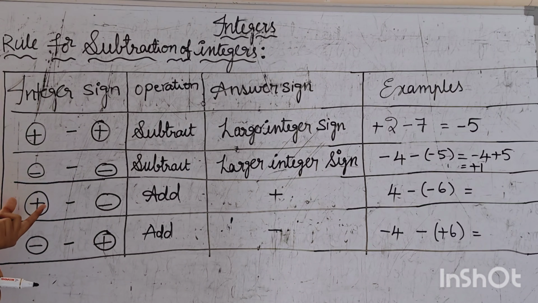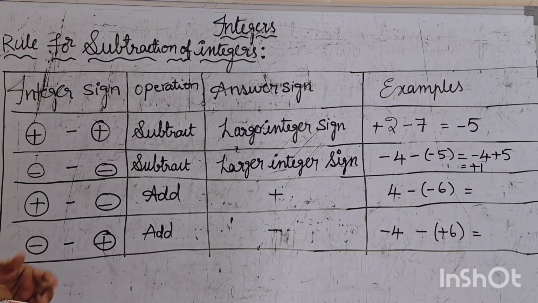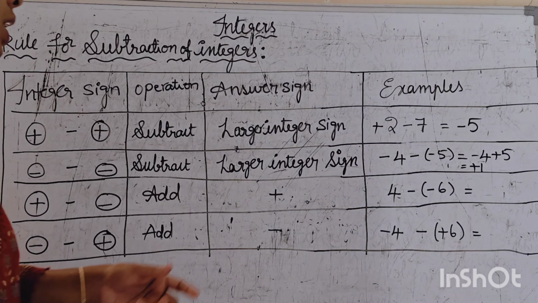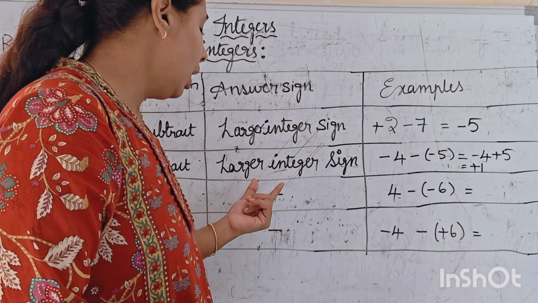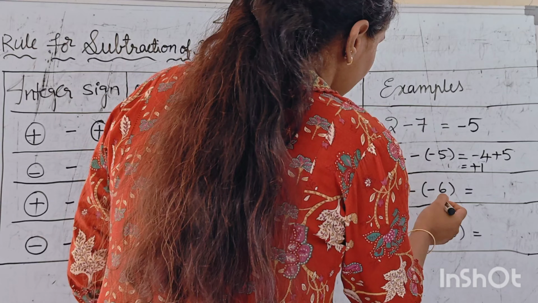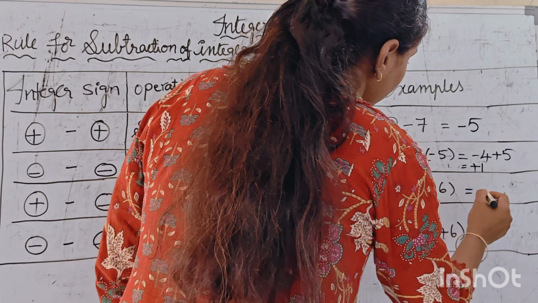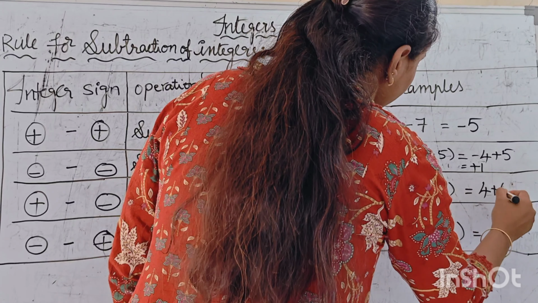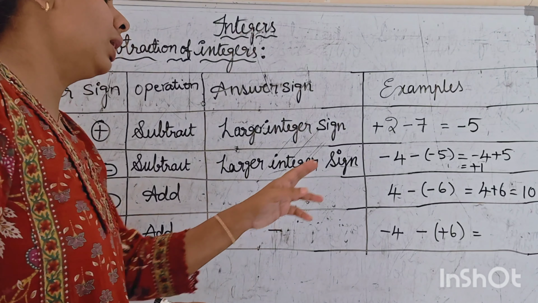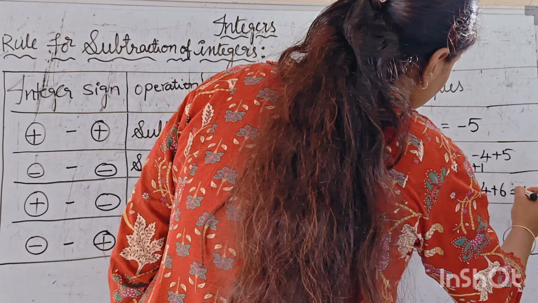Next, one number has plus and another number has minus. If you subtract that, which operation do we need to do? We need to go for the addition operation, and the answer sign is also plus. Now see here, one has plus, another has minus, and I need to go for addition. Minus into minus becomes plus, which is equal to 10. What is the sign? Both have plus signs here, so we got plus 10 as the answer.